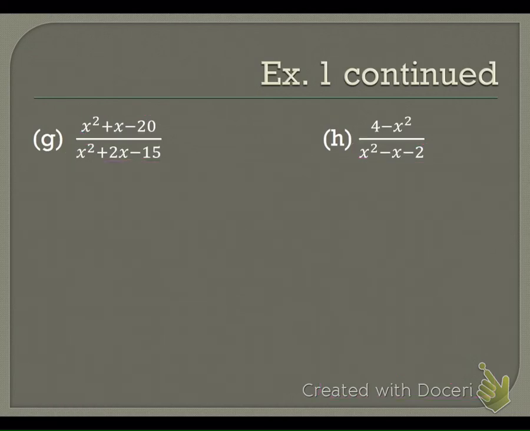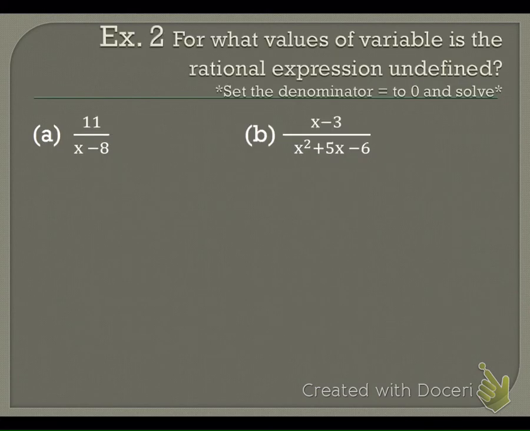All right, example number 2. For what values of the variable is the rational expression undefined? Now let's reach back into our memory and think about a fraction that is undefined. If we in the past have said that the answer to our problem was undefined, where was the 0? Was the 0 in the numerator or in the denominator? If the fraction came out as undefined, or in our calculators it says error, was it the numerator that was equal to 0 or the denominator? The denominator. I got one person that remembers. Awesome. Do you guys remember that?